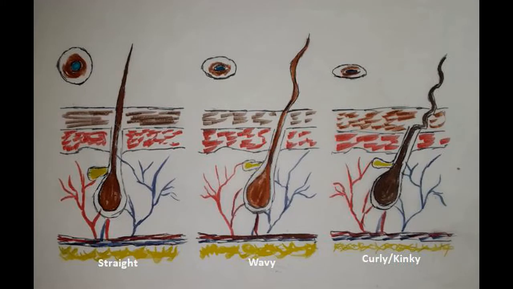Now, there's a great debate on whether there are 3 or 4 types of hair. I lean towards 3 types, actually 2. It's either straight or it's not. But the degree of texture is categorized as straight, wavy, curly, and kinky.